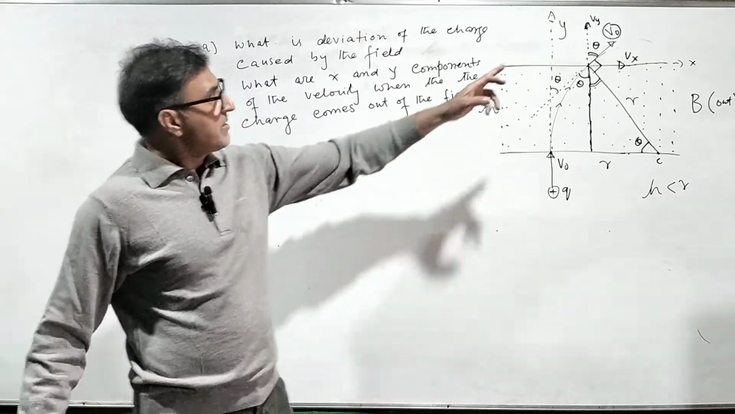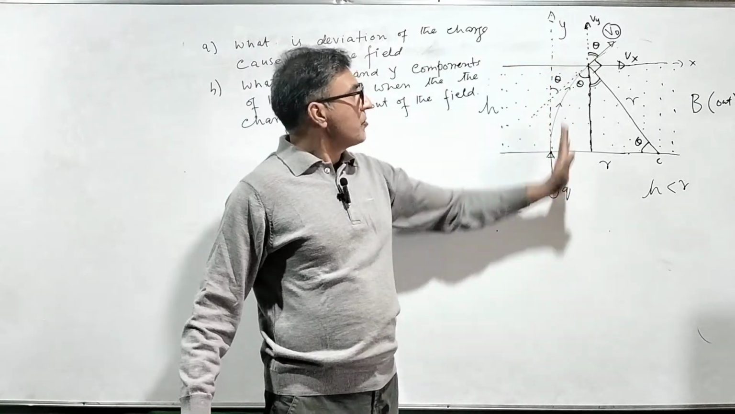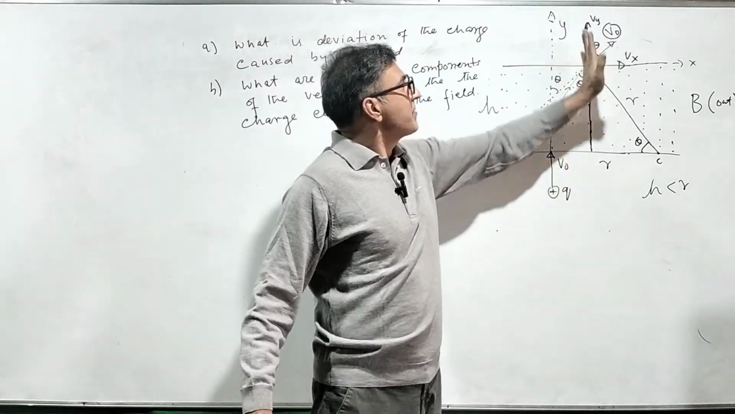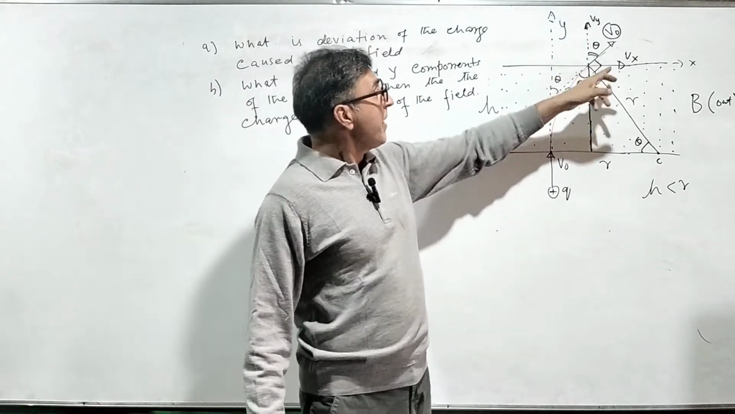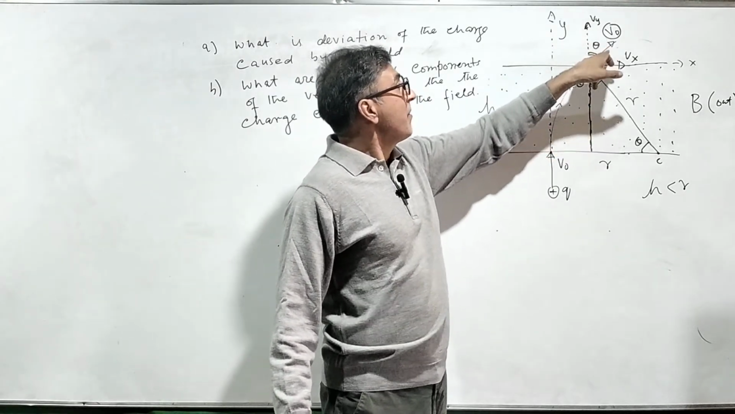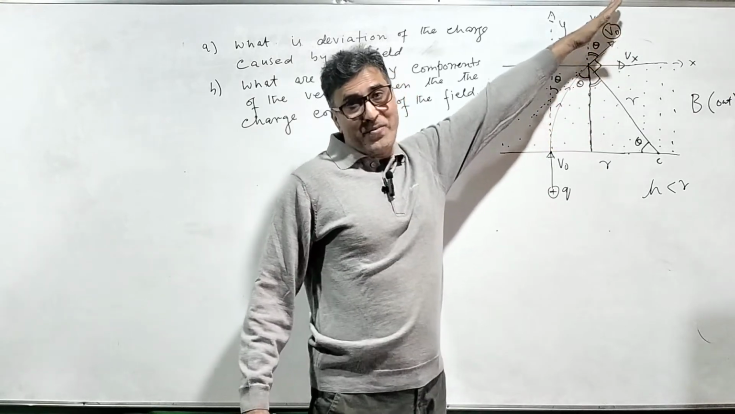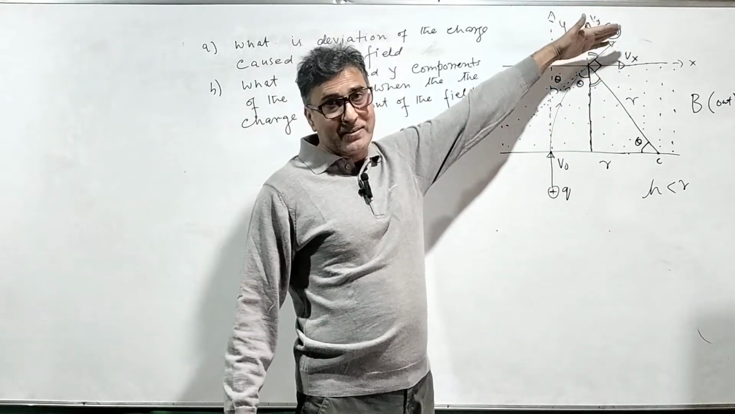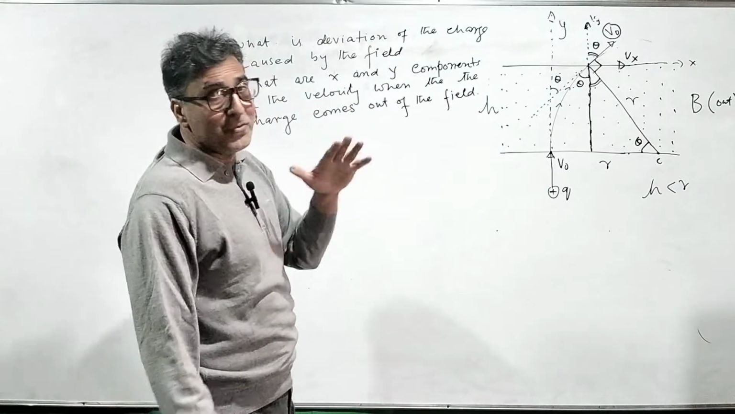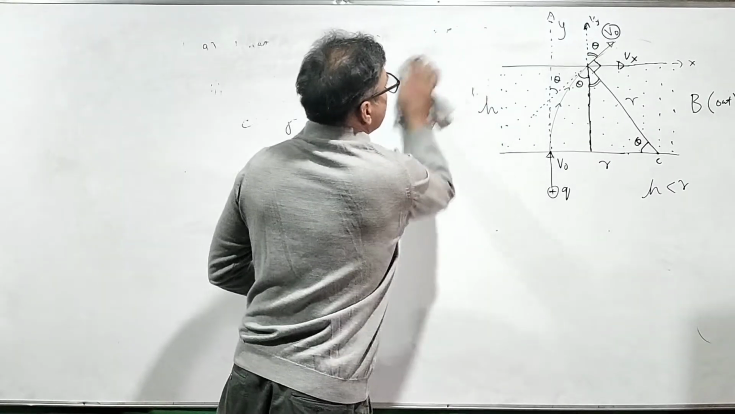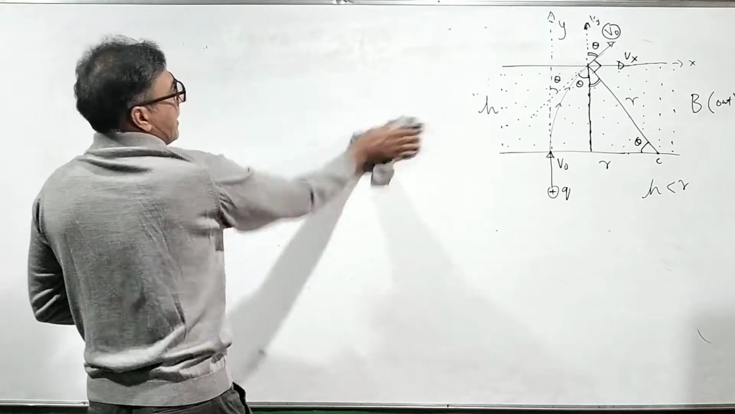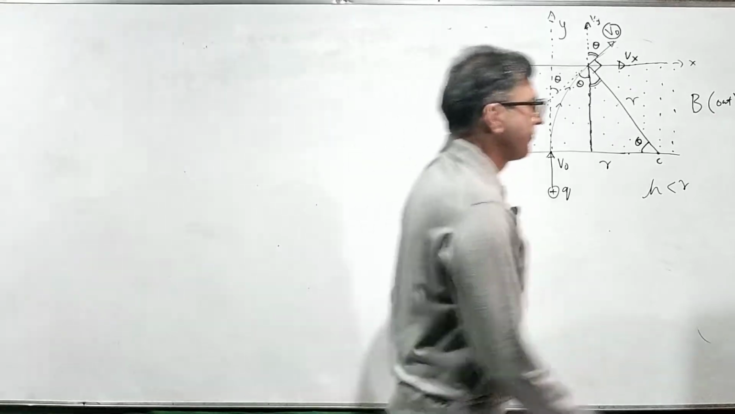What we have to find? We have to find this theta. When the charge goes into the magnetic field, how much deviation is caused by the magnetic field? And also, we have to find the x and y components of this velocity when the charge emerges out of the field. That's what we have to find. So you must keep that in your mind. Okay, let me rub it off so that I can write it here.